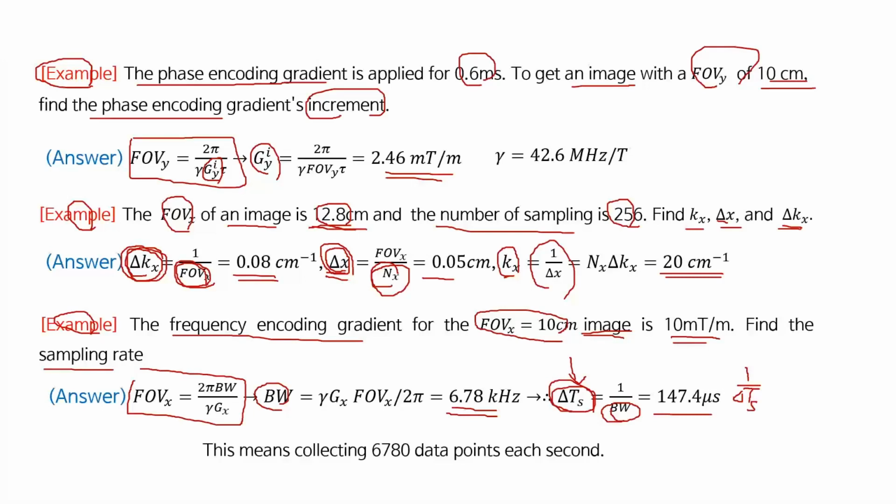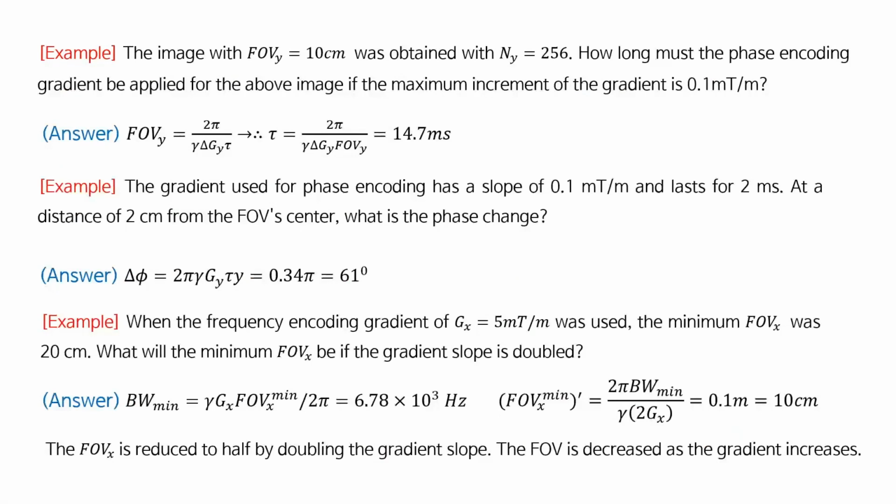So this gives collecting 6,780 data points each time, the sampling rate. Next example. The image of FOVY equal 10 cm was obtained with NY equal to 156. How long must the phase encoding gradient be applied for the above image if the maximum increment of the gradient is 0.1 millitesla per meter?